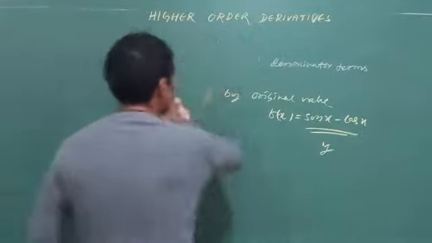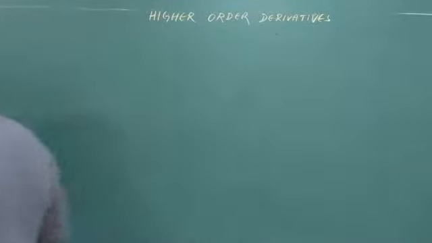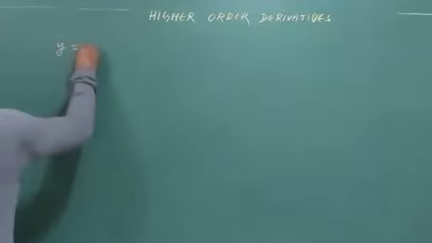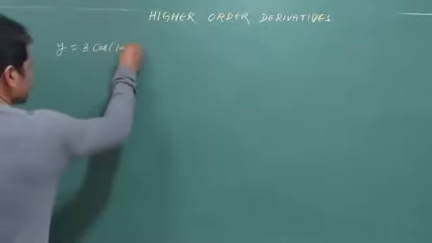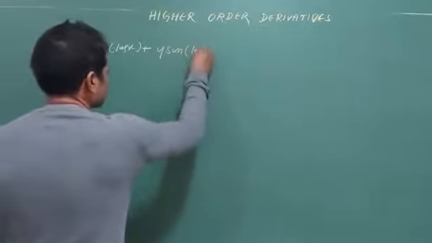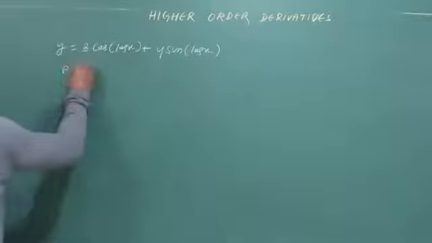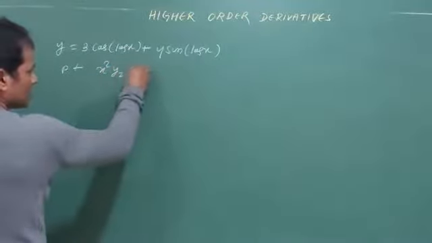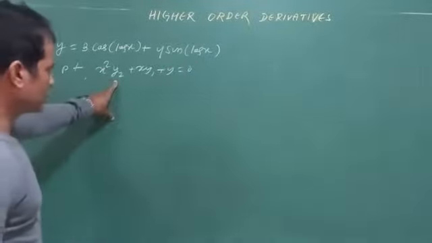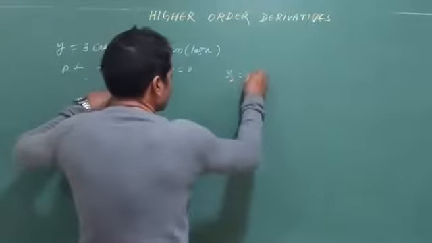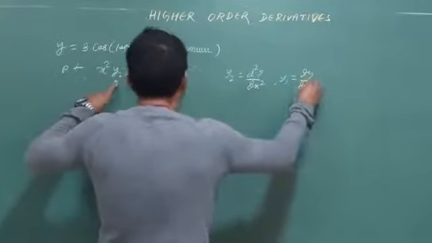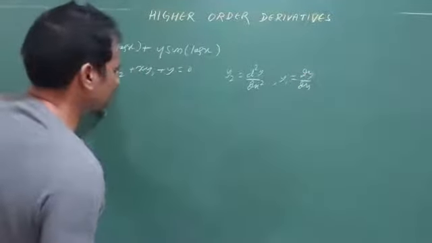For example, y equals 3 cos log x plus 4 sin log x. Prove that x square y2 plus x y1 plus y equals 0. Prove that. y2 means d2y by dx2, and y1 means dy by dx. So instead of x square d2y by dx2, I have written in short y2.